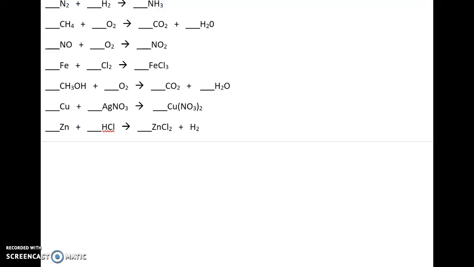Okay, now we're going to do a slightly more complicated balancing equation problem. We'll take a look at this combustion reaction right here. So first thing, again, I want to do is make a list of how many atoms of each type are in my reactants and in my product.